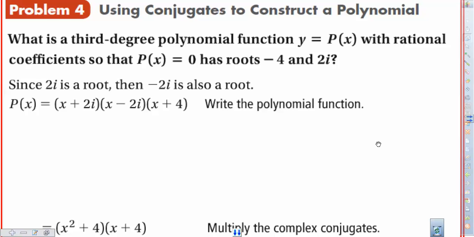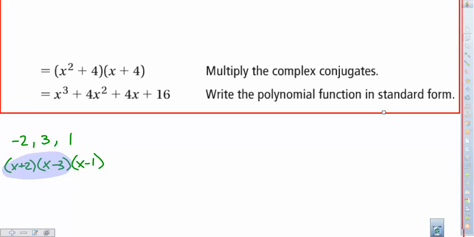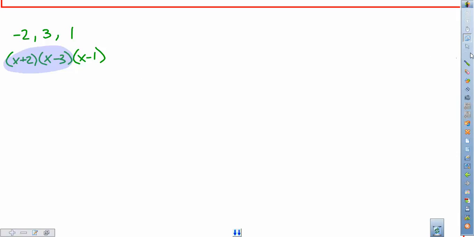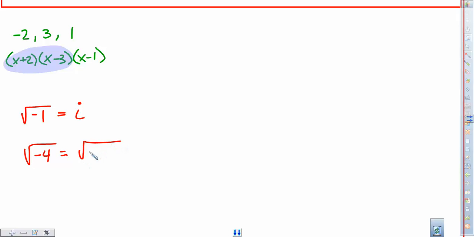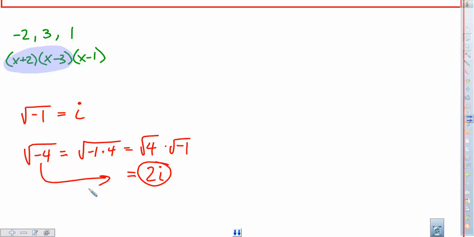Okay, that's the first lesson. Second one goes back to working with imaginary units. Think about this for a second. If I were to give you the square root of -1, remember, the square root of -1 by definition is i. So that allows us to say the square root of -4 is no different than the square root of -1 times 4. The square root of 4 is 2, and the square root of -1 is i. So the square root of -4 is equal to 2i.